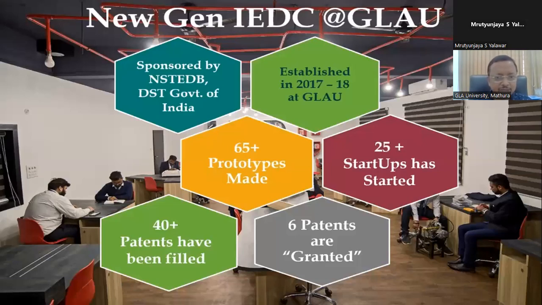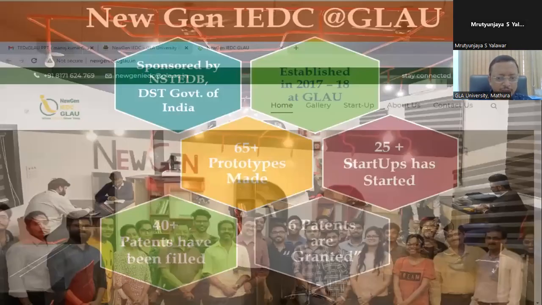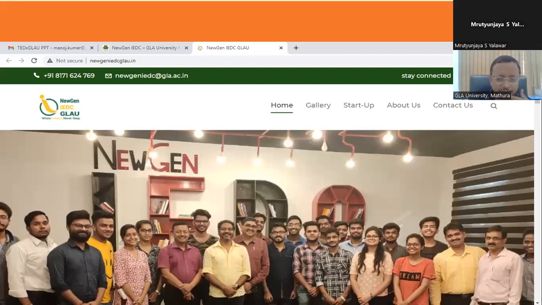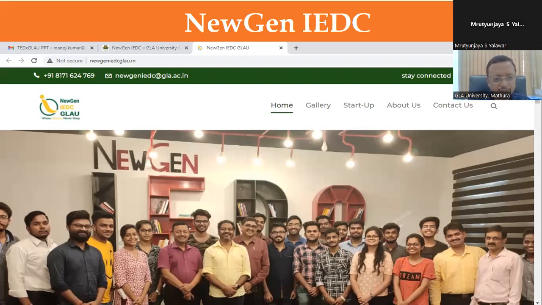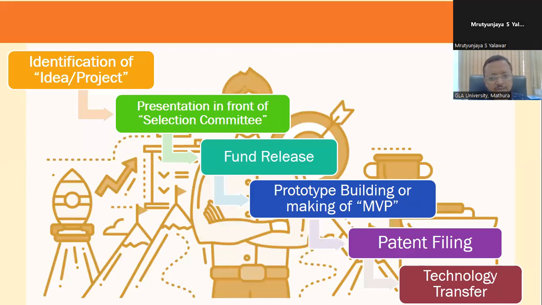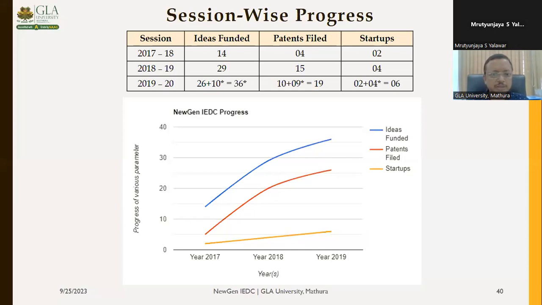So at New Gen IDC, we are doing this actually. We have a separate website of New Gen IDC, where you can see the different initiatives taken by our students. This is the step through which we are implementing the student ideas. We call for ideas and projects across the campus. Then we have a selection committee. After selecting from there, we have a fund release for the requirement, then MVP prototyping, then patent filing, and finally technology transfer or maybe startup creation. So this is the process.